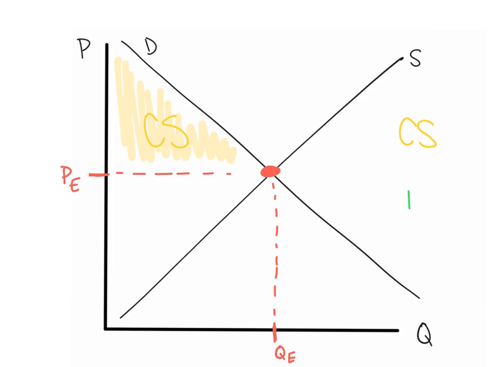Now, in order to find producer surplus, we're going to use the same method, except we're going to look at the supply curve instead of the demand curve. So looking at the supply curve, we're going to look at the prices that producers would have sold the product for compared to the price they actually did sell the product for. Because of that, the producer surplus ends up being this shaded area right here.